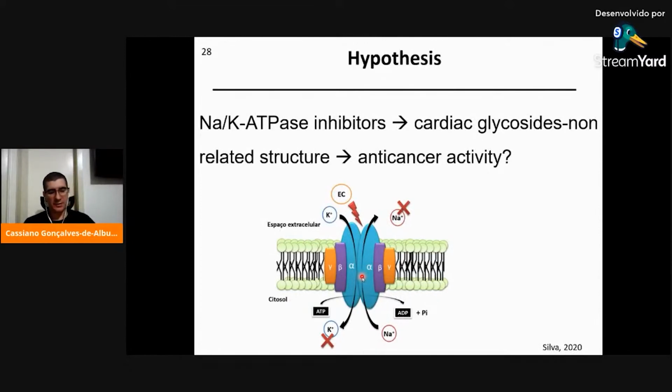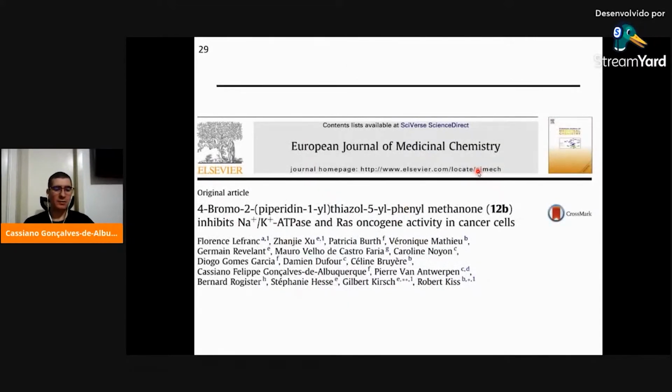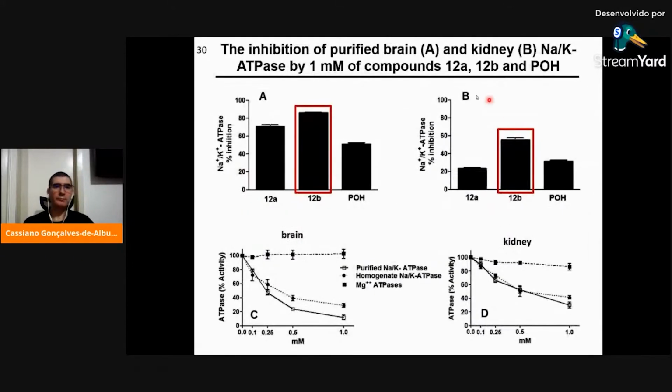And the second part of the presentation: sodium-potassium ATPase inhibitors, cardiac glycosides of non-related structure, could have anti-cancer activity. In collaboration with KISS Group, we developed and tested thiazole derivative compounds, such as 12B. Here, just to show that compound 12B had a potent inhibition on sodium-potassium ATPase activity.